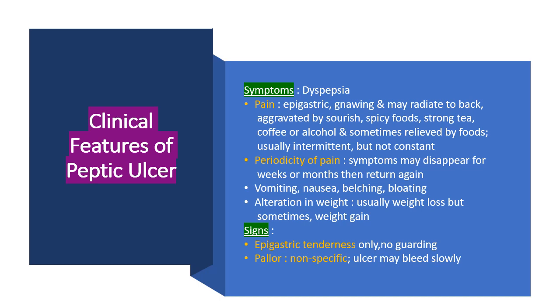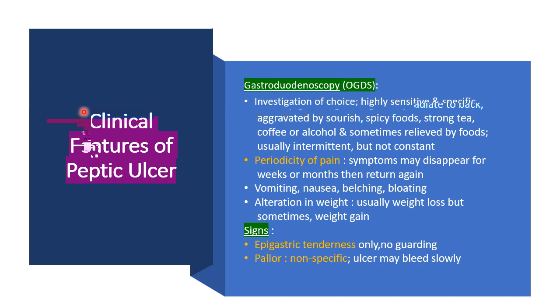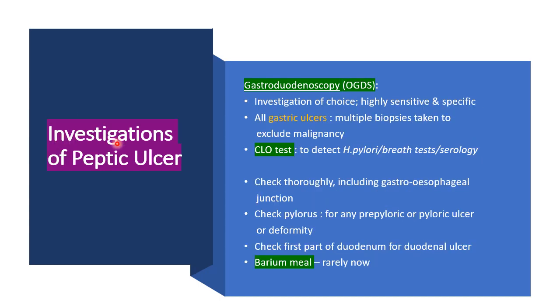What are the investigations that can be done for peptic ulcer? The primary investigation of choice is a gastroduodenoscopy, or OGDS in short. It is the investigation of choice, highly sensitive and specific. And all gastric ulcers must be subjected to multiple biopsies to exclude malignancies.